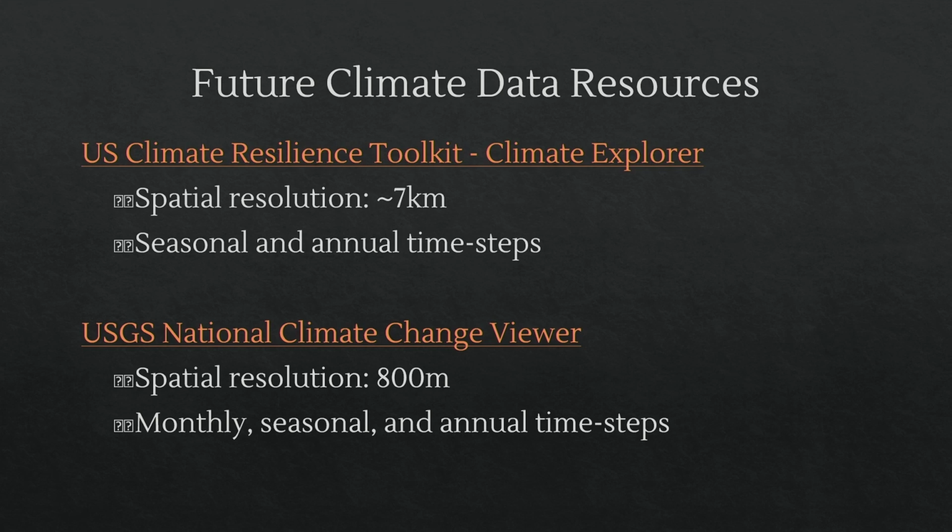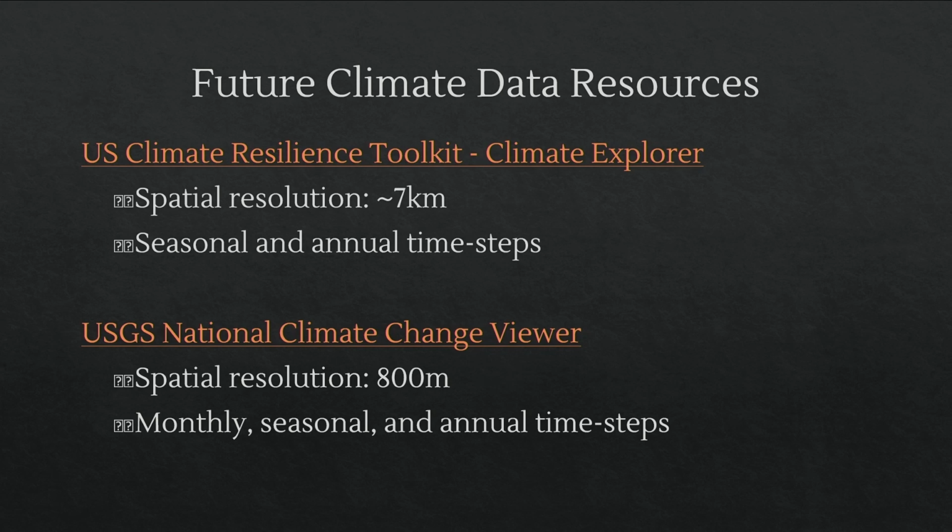So the spatial resolution, that means how big 1 pixel is. That one is 7 kilometers, so fairly small, and it has both seasonal and annual time steps, so you can get it for different seasons or for different years. But that's it. You're not going to get monthly.